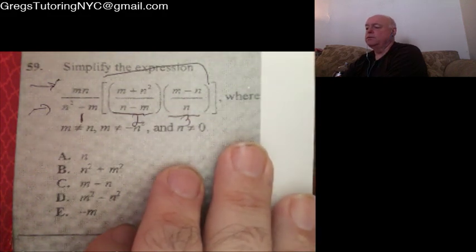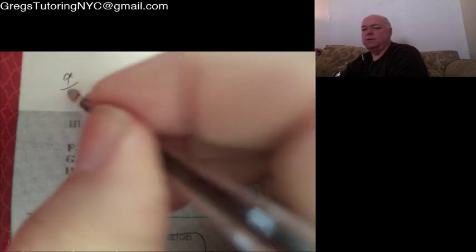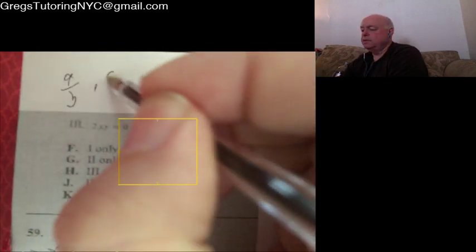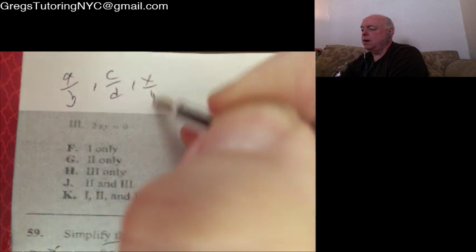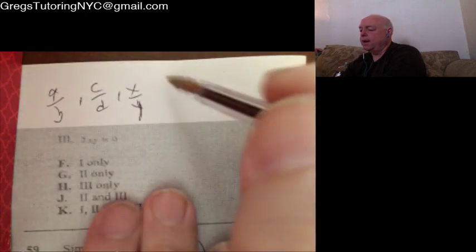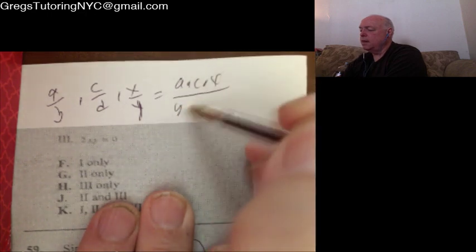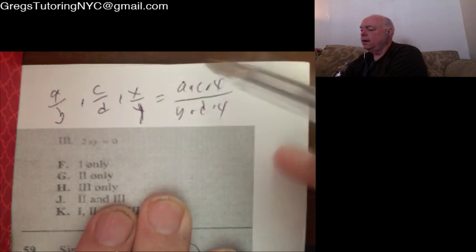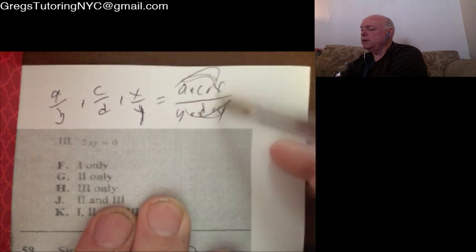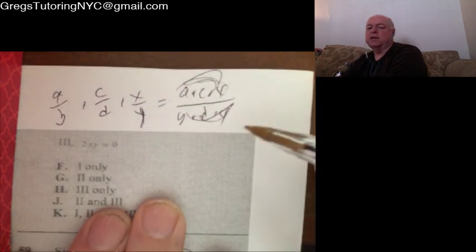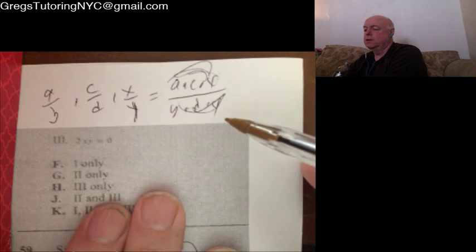So the first rule is to remember that if I have a over b times c over d times x over y, we can combine the whole thing to a times c times x over b times d times y. And on that note, we can flip any of these on the numerator and denominator back and forth, because that's what our identities tell us.